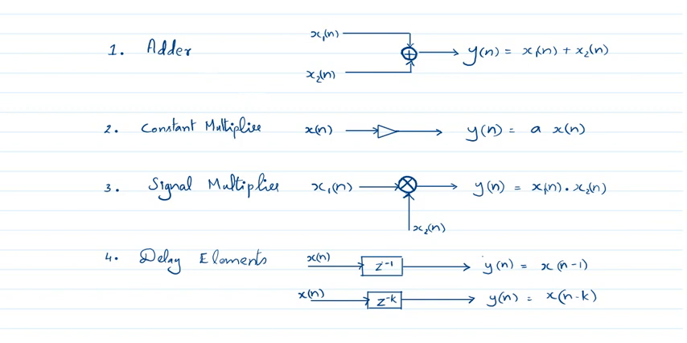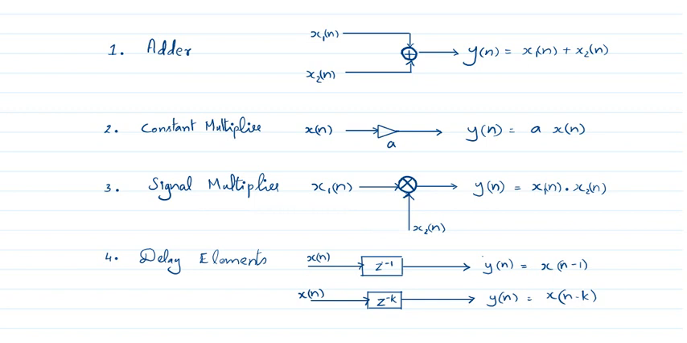Then another element is the constant multiplier. Here you will see x of n is multiplied with a constant a, so we get the output y of n equal to a into x of n. Next one is the signal multiplier. Here you have two inputs, x1 of n and x2 of n. You can multiply them using this multiplier and you will get the output y of n equal to x1 of n into x2 of n.